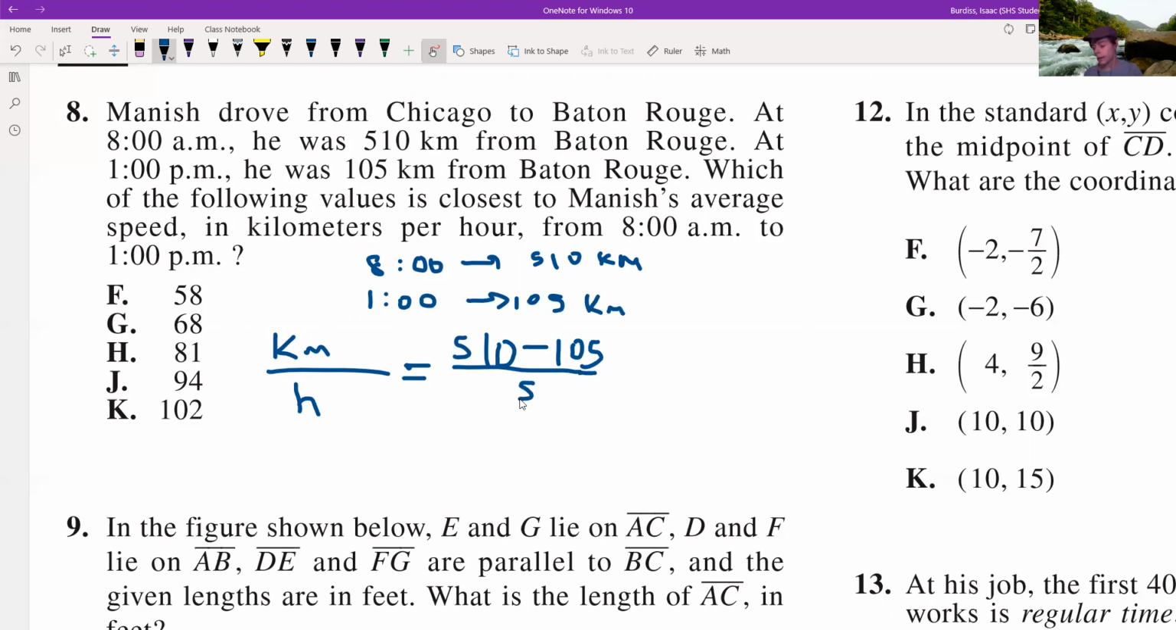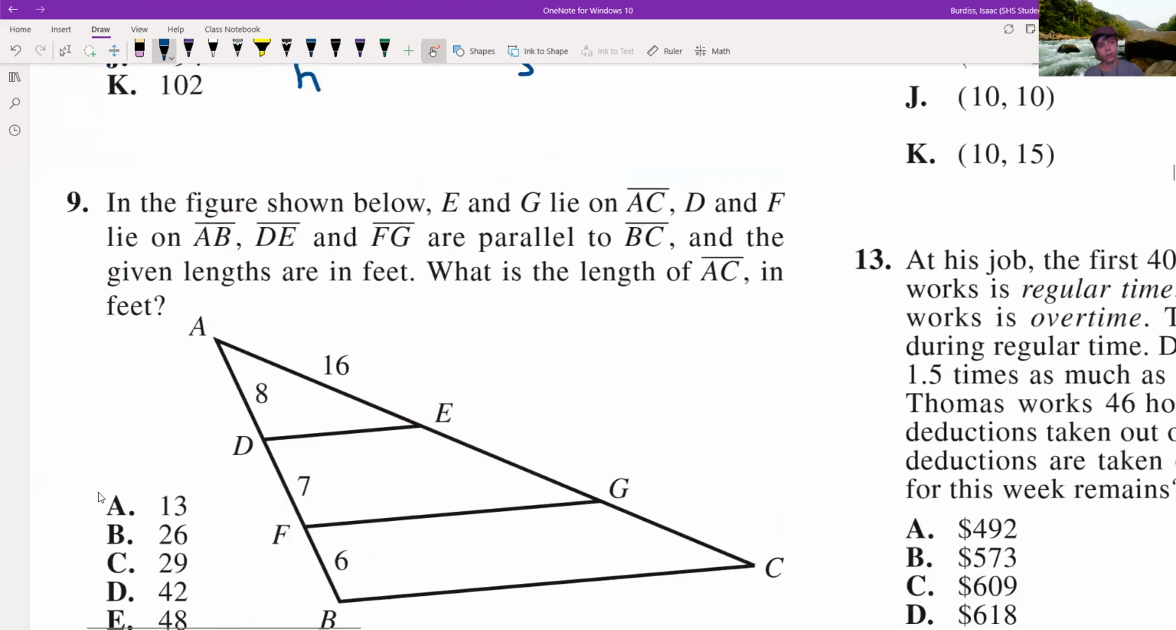And when you solve that, you get 81. 81 is the answer.